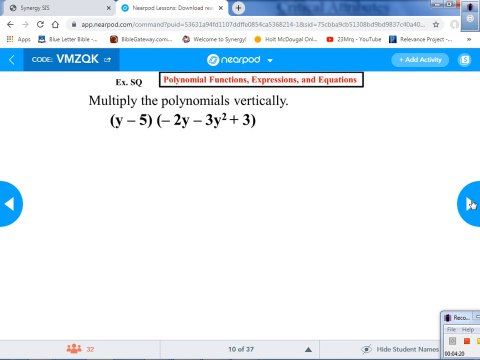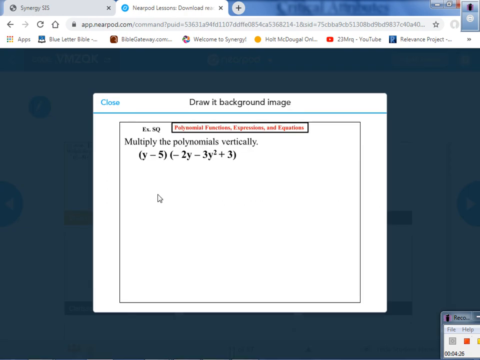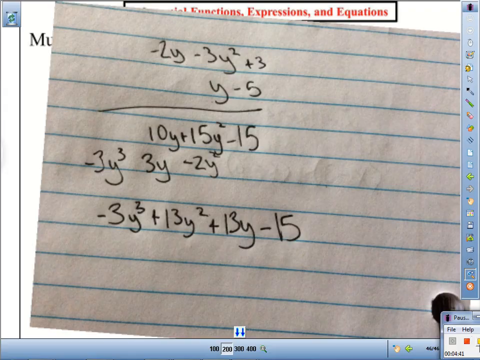There it is on your screen. As soon as you're done with copying that, lock the toolbar, work that one out. Example super Q says multiply the polynomials vertically. y minus 5 times negative 2y minus 3y squared plus 3. Multiply those and send them in. I'll give you some time. Ready? Go. Copy and go.